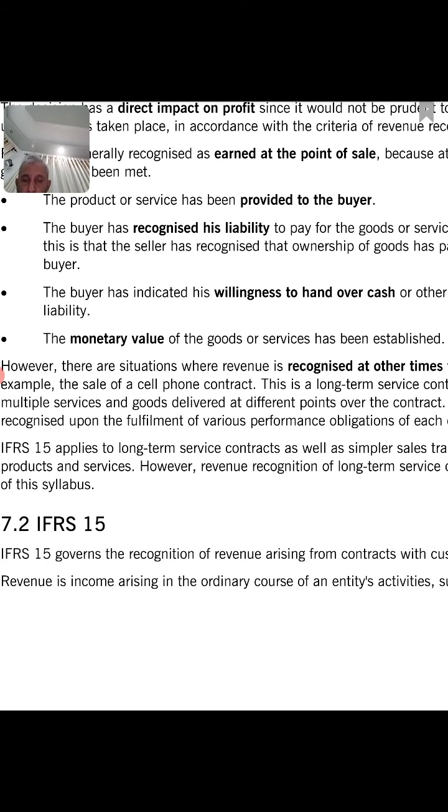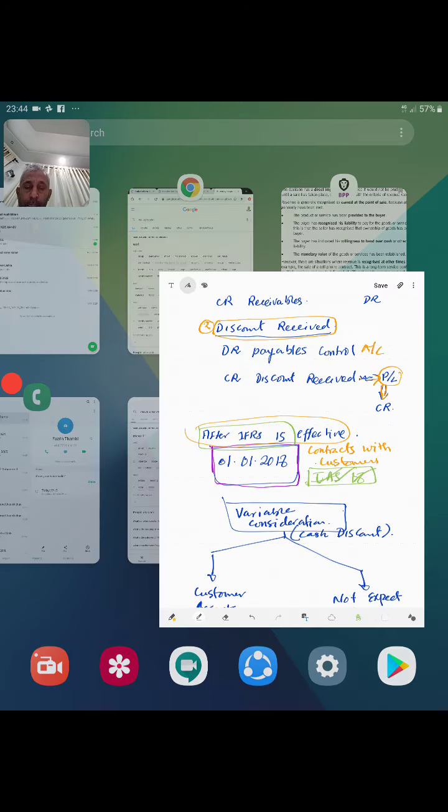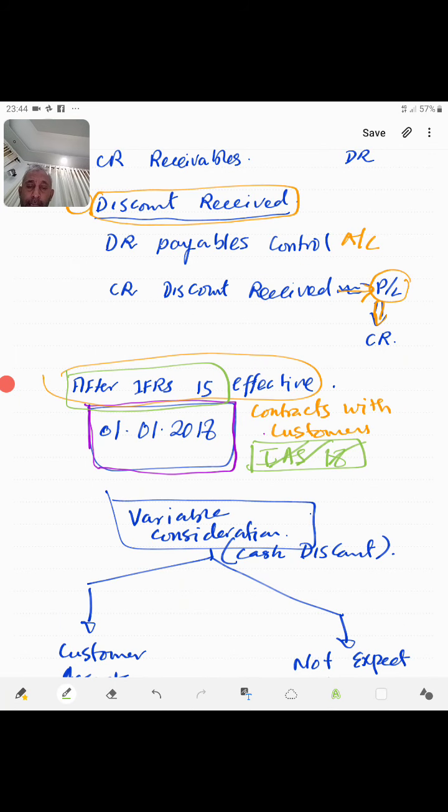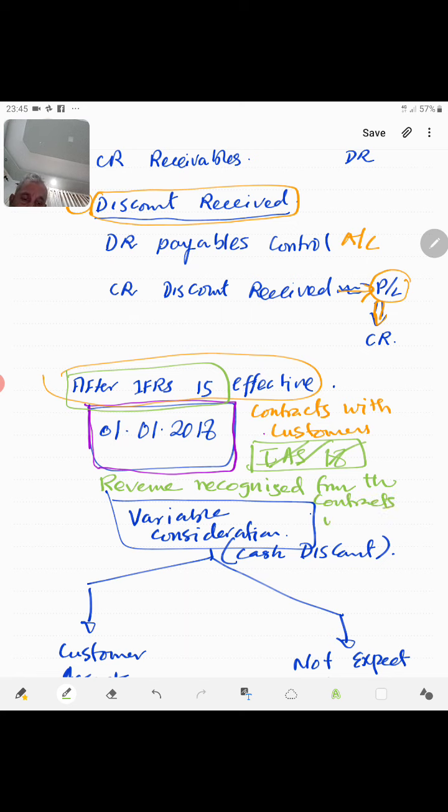The precise name is: Revenue recognized from the contracts with customers. That's the correct name.